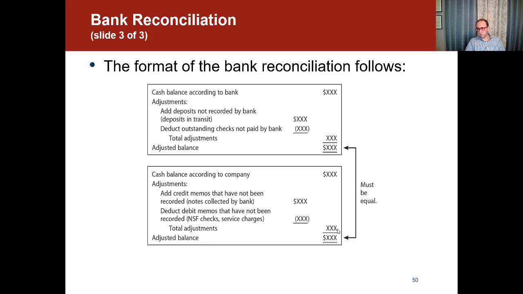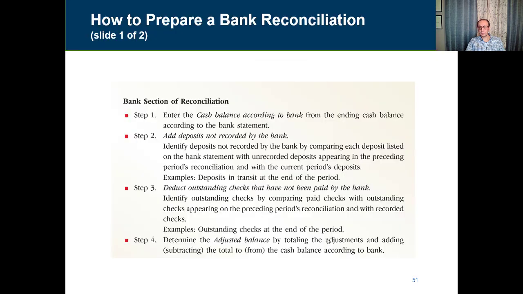It's either added or subtracted, and we bring the new adjusted balance. This adjusted balance for the cash balance according to the company should, or must, be equal to the cash balance according to the bank, which is the adjusted balance here. So the two adjustments should be the correct ones. And that's the value that we need to update our ledger with.